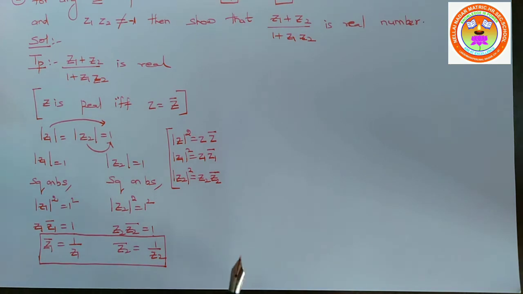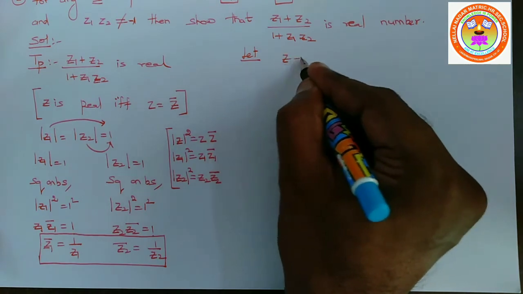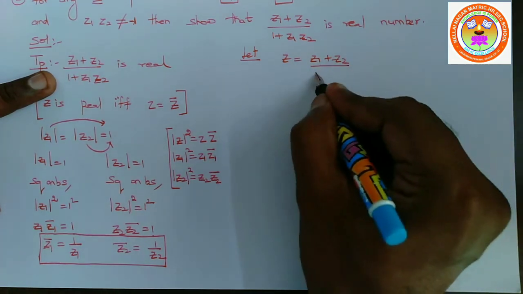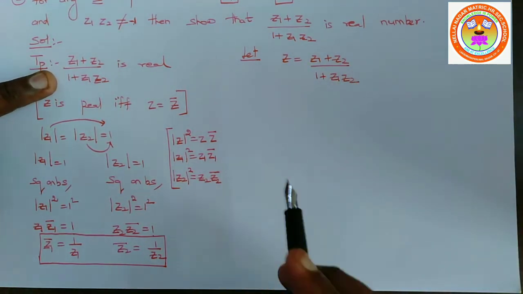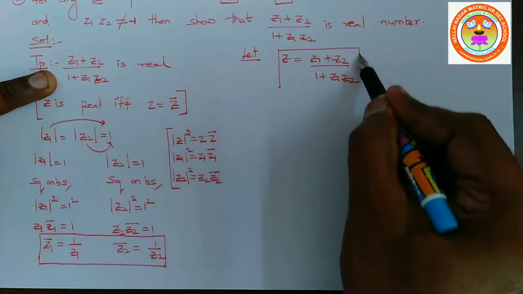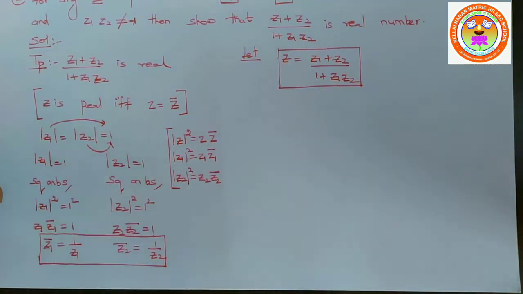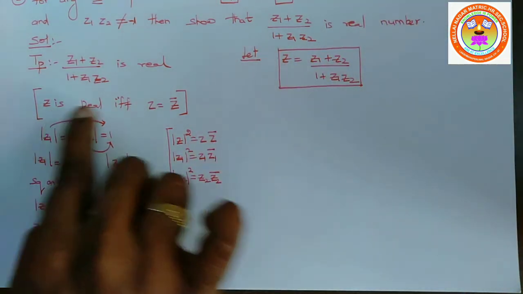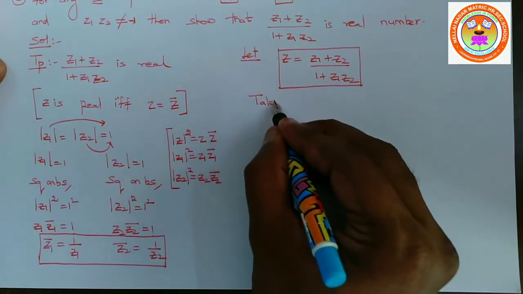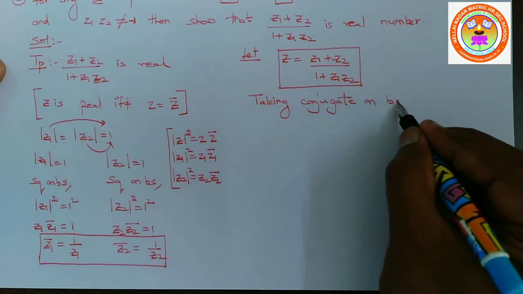With this condition, I am going to derive the sum. Before deriving, I am going to choose z equal to (z1 plus z2) divided by (1 plus z1 z2). If I show that z is equal to z bar, then it is going to be real. So keep this, it is a must. In the end the final answer should be z is equal to z bar. Then z is equal to z bar means z is real. So now, taking conjugate on both sides.